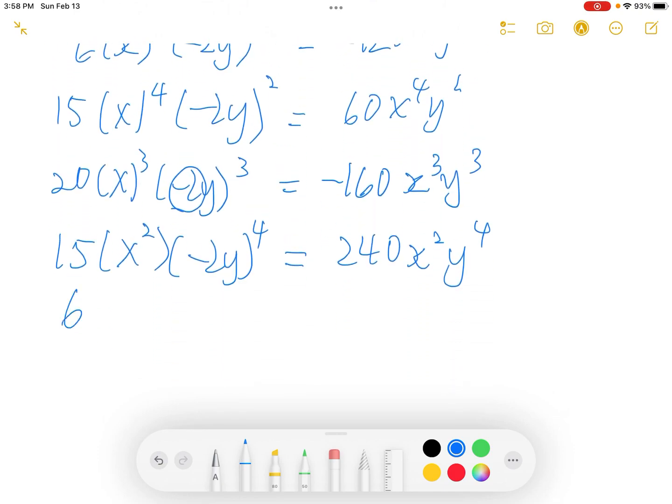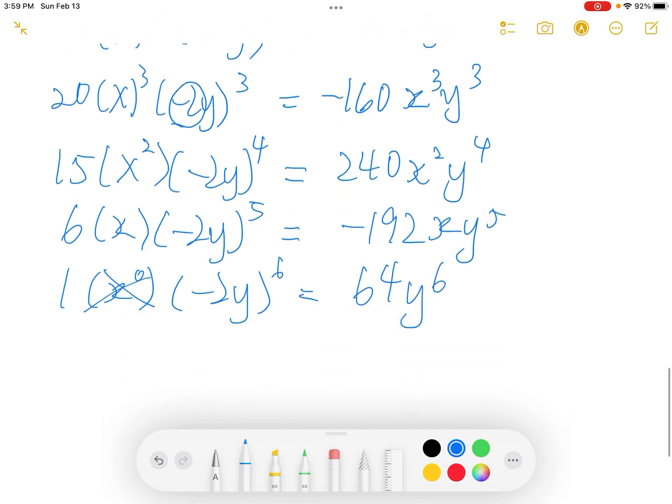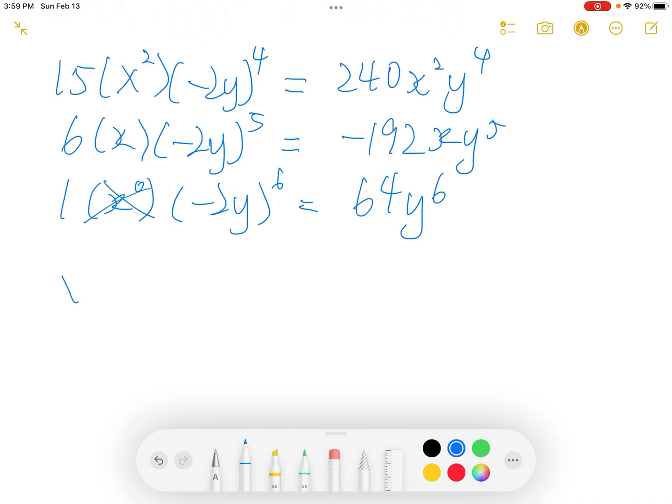Then by symmetry, this coefficient of 6 choose 5 is the same as 6 choose 1, so it's 6x, negative 2y to the 5th. So we have negative 192x y to the 5th. And the last one has a coefficient of 1 due to symmetry. 6 choose 0 is the same as 6 choose 6. X to the power of 0 is just equal to 1. And negative 2y to the 6th power is 64y to the 6th.